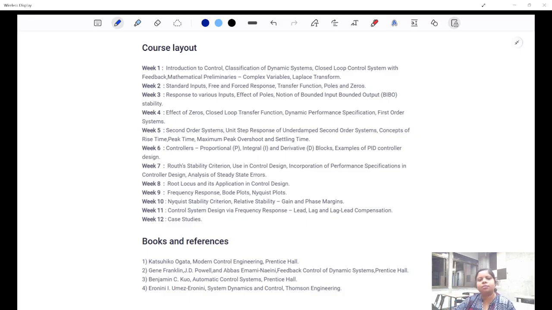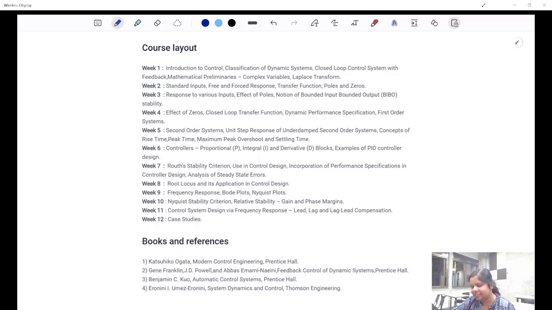Designing controllers, and then root locus, Bode plot, Nyquist plot, compensators, then all the performance specifications in frequency domain that we started with were gain margin, phase margin, etc. So one question minimum related to all of these concepts will be covered in MATLAB.